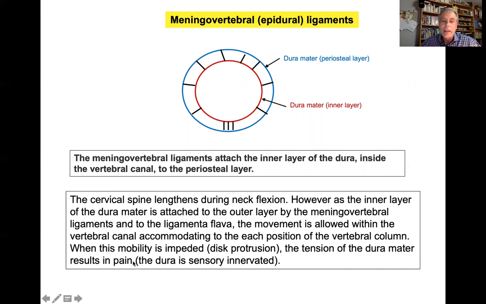They are very, very important because remember, when the cervical spine lengthens during neck flexion, this is important. However, as the inner layer of the dura mater is attached to the outer layer by the meningovertebral ligaments and to the ligamenta flava, the movement is allowed within the vertebral canal for an accommodation of each position of the vertebral column. In cases where there is a disc protrusion, this mobility is somehow impeded, and then the tension of the dura mater results in pain. Remember that the dura is sensory innervated.